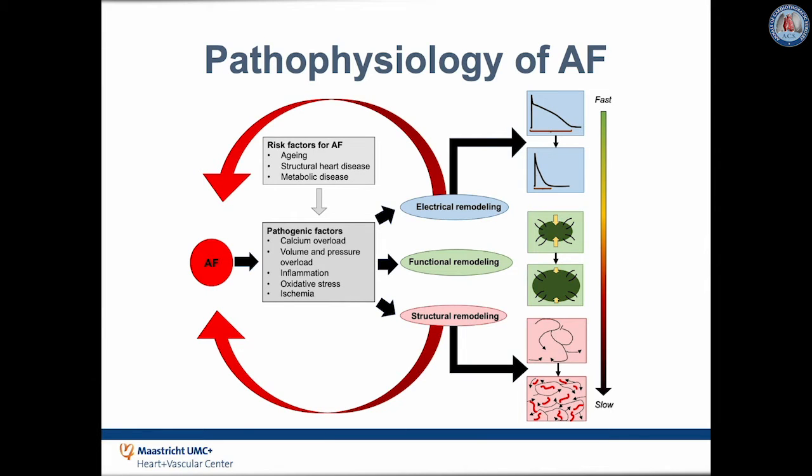During structural remodeling, structural changes occur to the atrial architecture, leading to uncoupling. These three remodeling processes lead to further stabilization of atrial fibrillation, and of course, several risk factors for AF are known that make patients susceptible to this process.